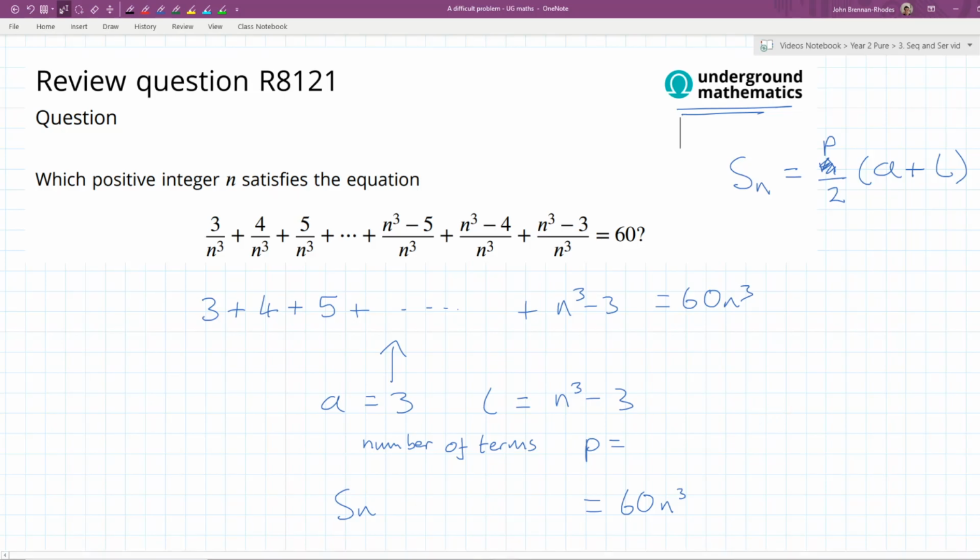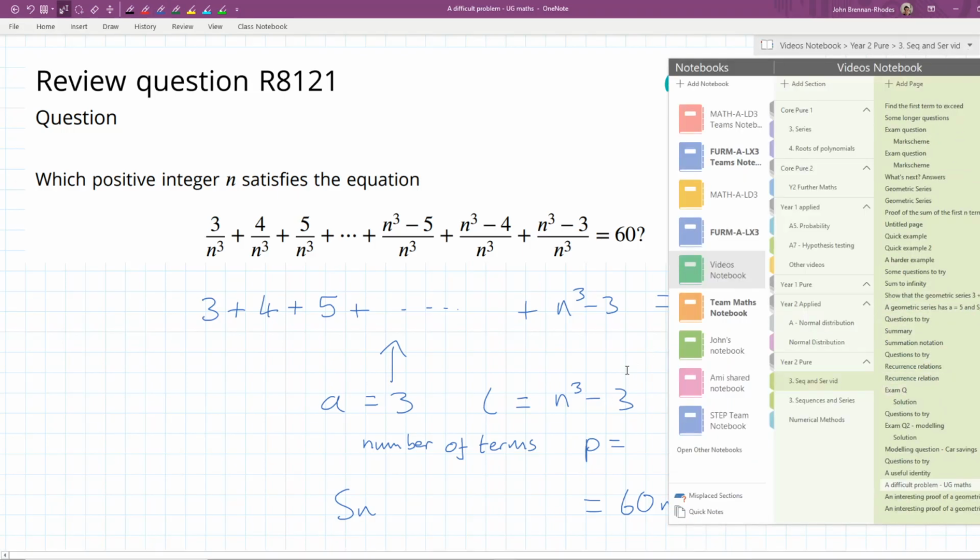It's a really nice question. I'm actually going to tell you the answer. n is 120. See if you can get to it. If you do, then I think that's the right answer.